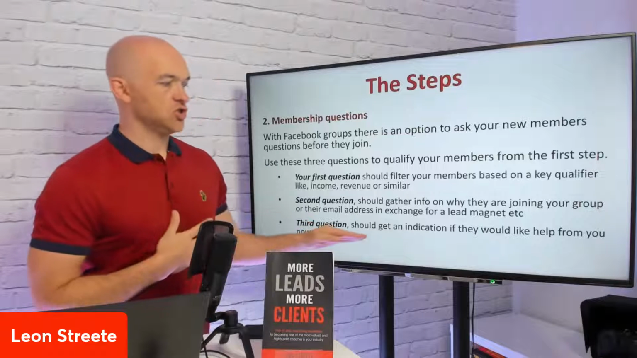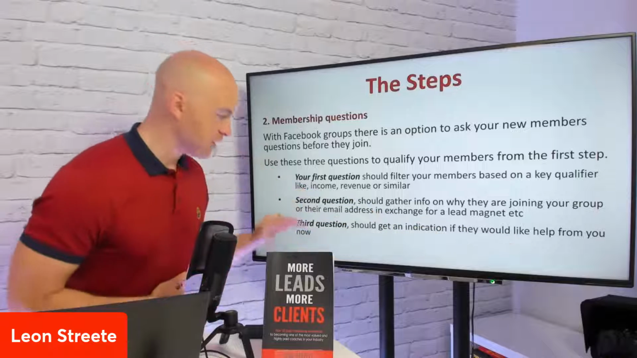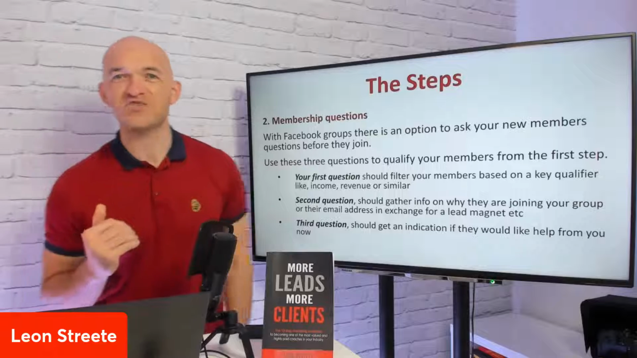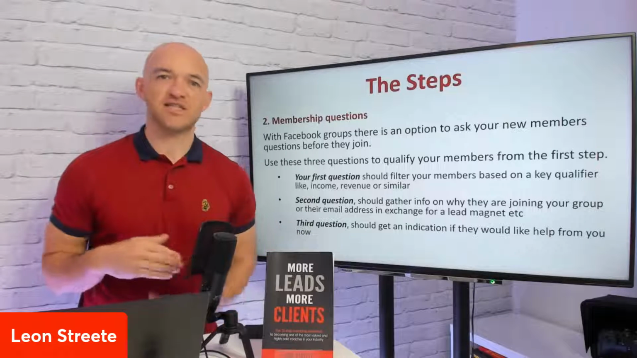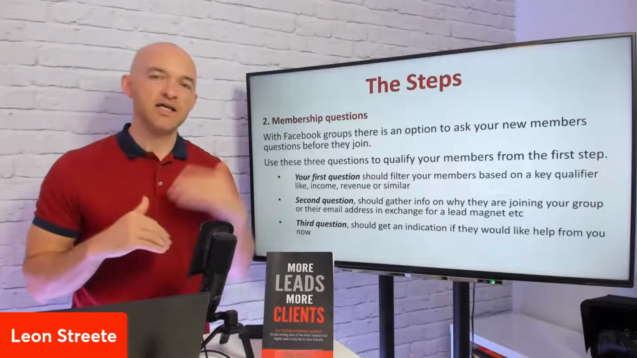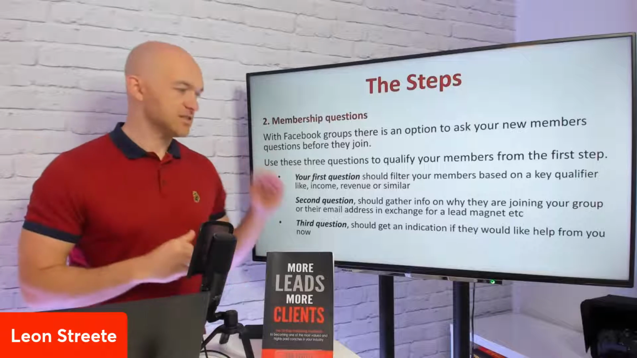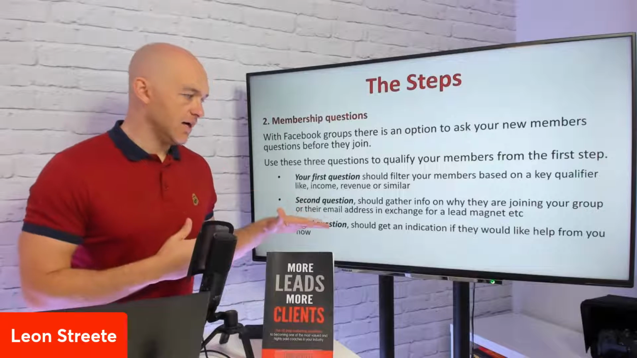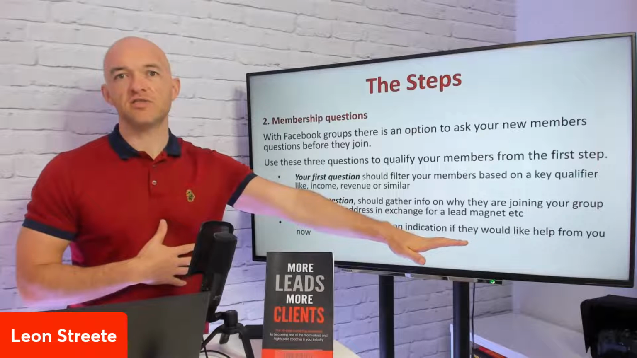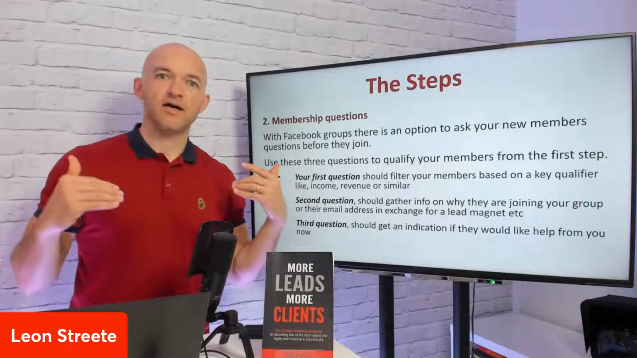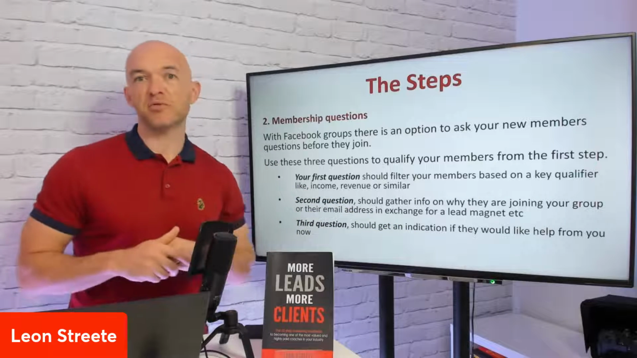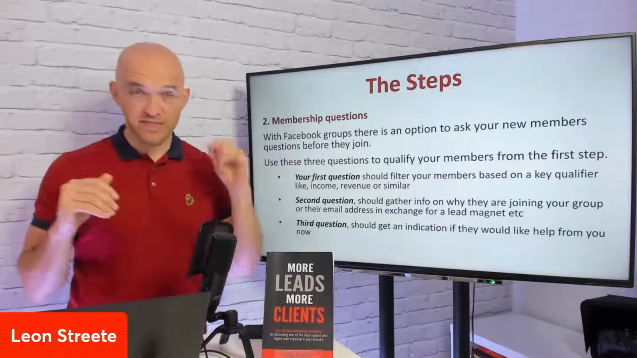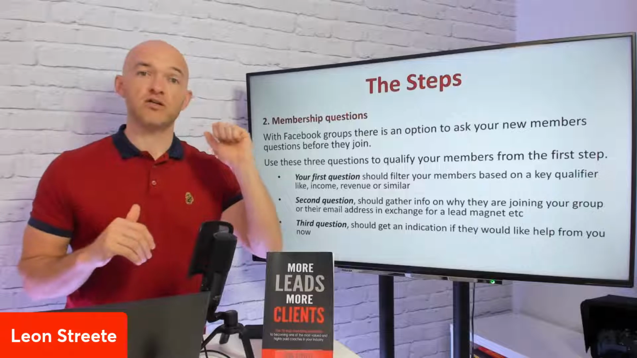The third question should get an indication if they would like to have help from you now. This is the biggest one that I see a lot of people miss from their group. So you should have some type of question that says, hey, we offer blah blah blah. If you'd like to get access to that, simply comment below, or simply choose yes below. The question I use is if people would like a free growth strategy plan, and basically we give people the opportunity to book in for a 15-minute call, and that's what the growth strategy plan is. I give them specific ideas on one key area that they want to look at and focus on.